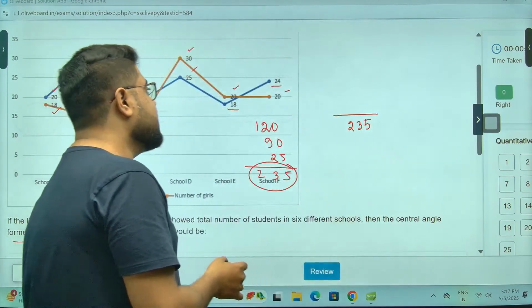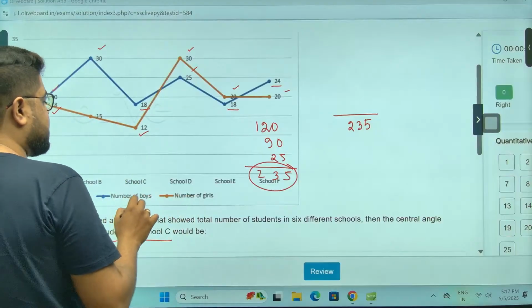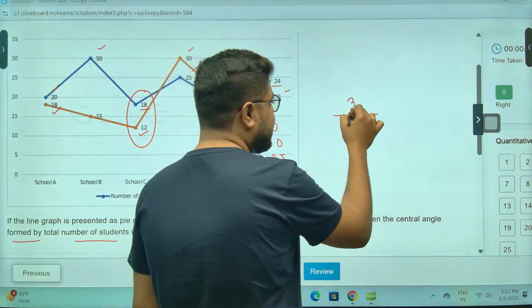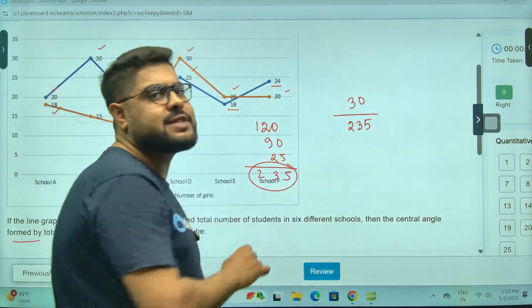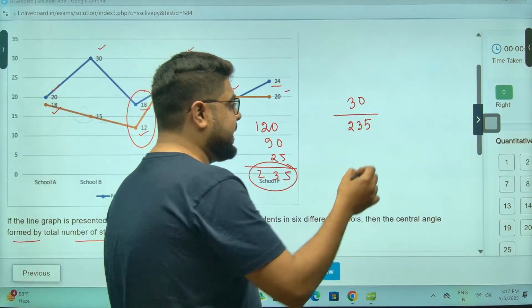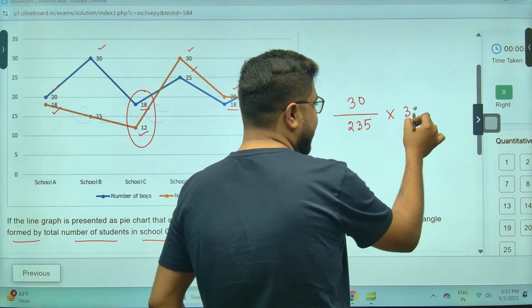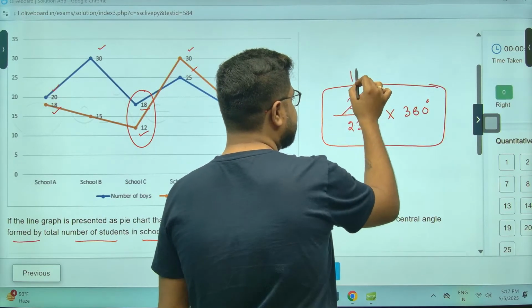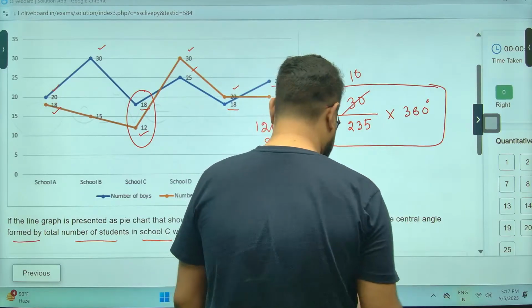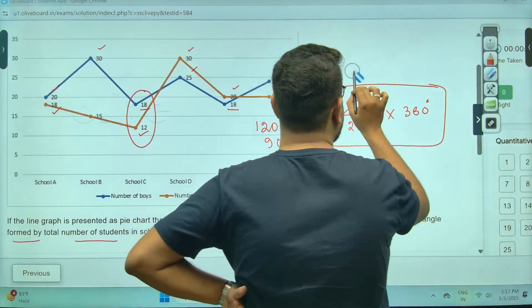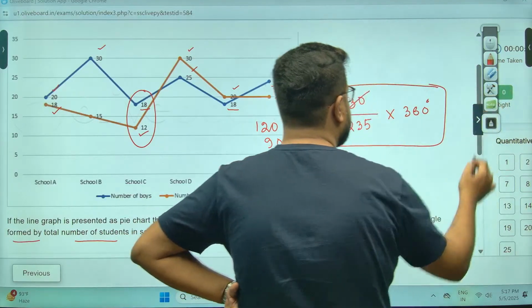Right, sir? In school C, what is the number of students? 18 plus 12, that is 30. They are asking 30 is what percentage of this? But again, I don't need a percentage, I need the angle. So multiply with the total. In case of angle, it is 360 degrees. Let's do the calculation. It won't divide by 3. What am I doing?